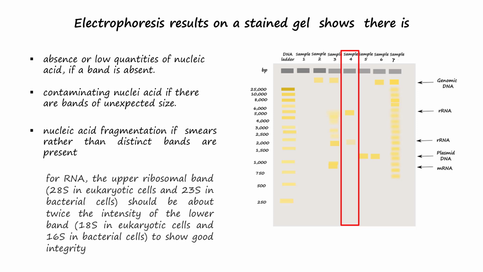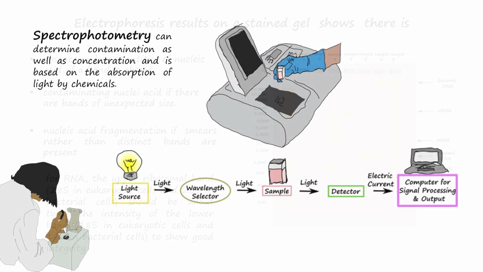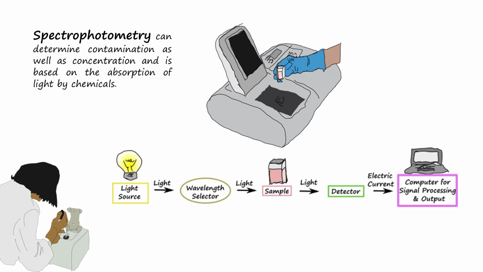Additionally, for RNA, the upper ribosomal band, 28S in eukaryotic cells and 23S in bacterial cells, should be about twice the intensity of the lower band, 18S in eukaryotic cells and 16S in bacterial cells, to show good integrity. Spectrophotometry can determine the concentration as well as presence of contaminants and is based on the absorption of light by chemicals.